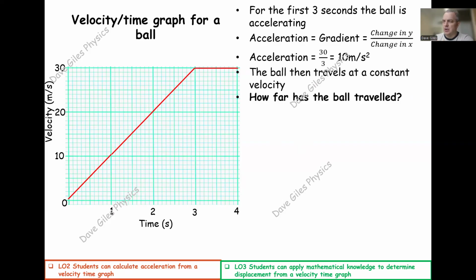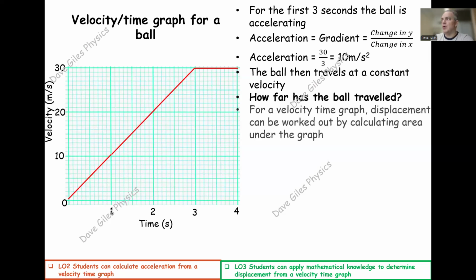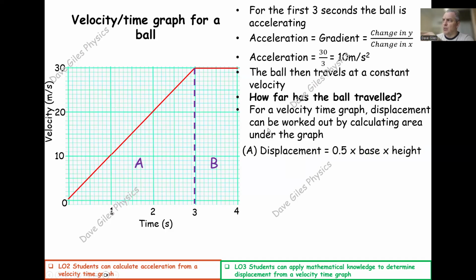So there are different ways you can do this. You can do parallelograms, etc. I generally just split it into different sections. So I'm going to work out the area under the graph. I'm going to split it into 2 sections. I'm going to call the bit on the left the triangle A and the bit on the right the rectangle B. So it's a triangle, so the displacement or the area is half the base times the height.